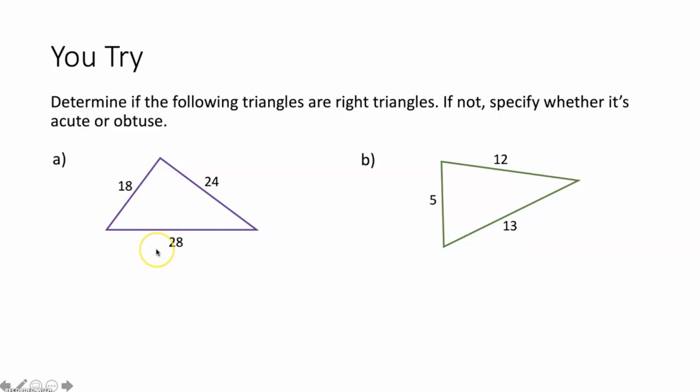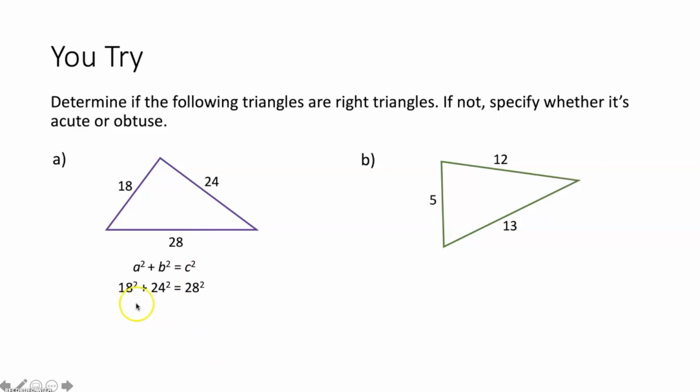So we start with our Pythagorean theorem. A squared plus b squared is equal to c squared. We're going to plug in our two shorter legs for a and b. Doesn't matter which one goes in for which in terms of 18 and 24. I'm going to plug in 18 for a, 24 for b. I do that because my longest side, 28, has to go in for c.